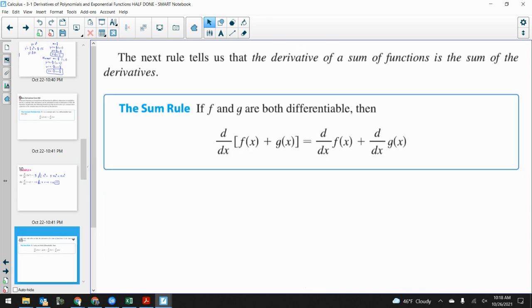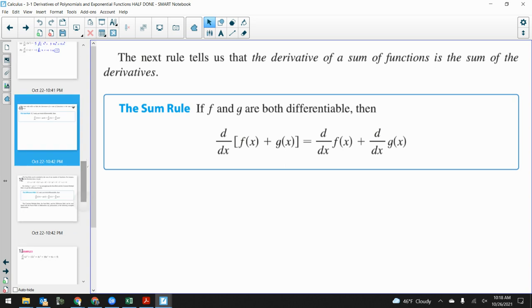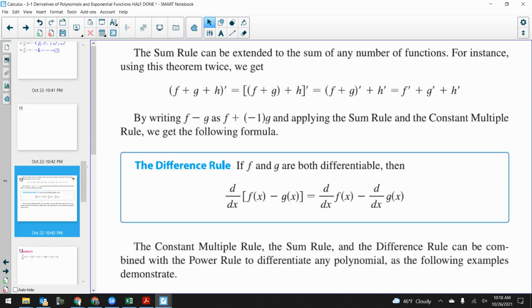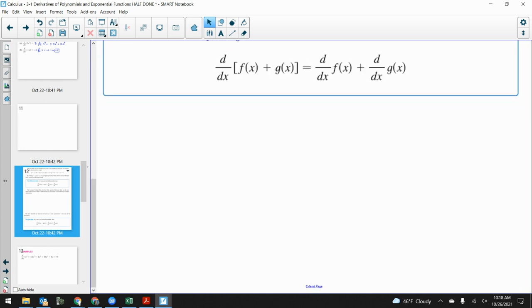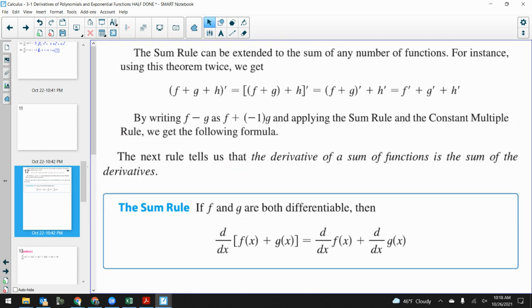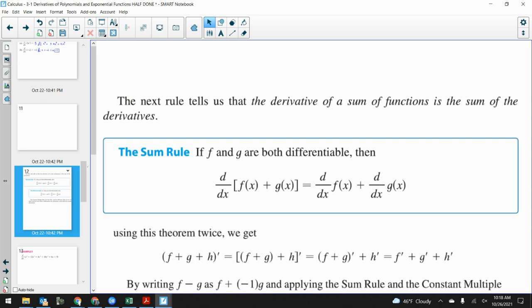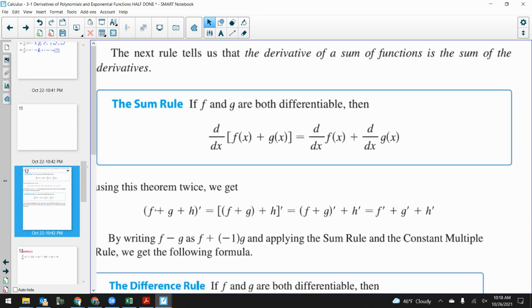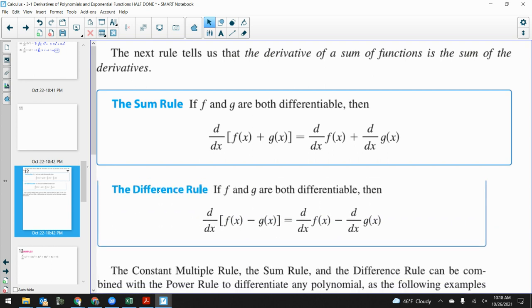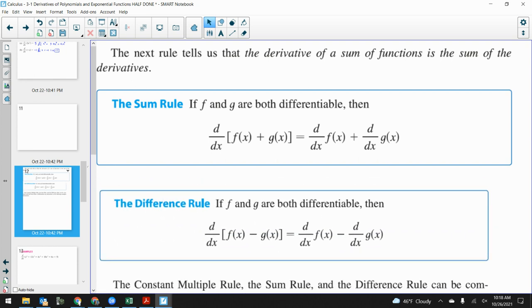So here we are. This is the new part here. We have this thing called the sum and difference rule, the sum rule and the difference rule. Let me pull it onto the next page for us, because I can show you both the sum rule and the difference rule at the same time. Here's the sum rule as well as the difference rule.